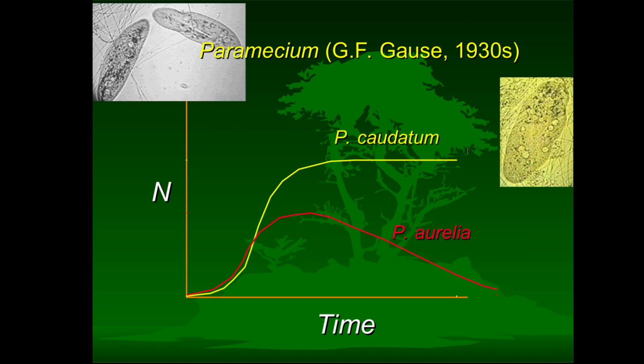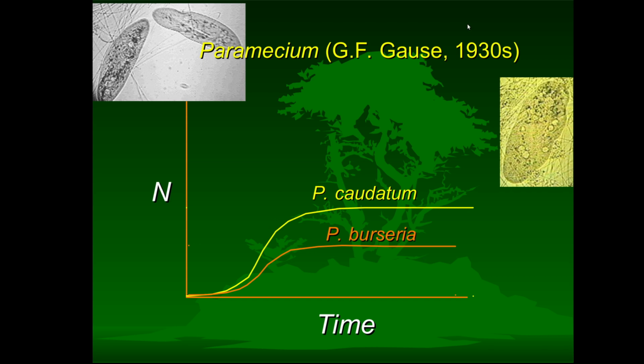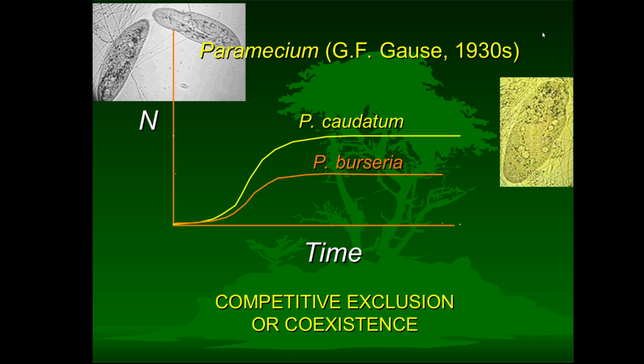So when the Paramecium caudatum and Paramecium aurelia were cultured together, the aurelia species was excluded competitively. When caudatum and Paramecium bursaria were cultured together, they both coexisted. Why were these different results observed in these different combinations? Competitive exclusion or coexistence?